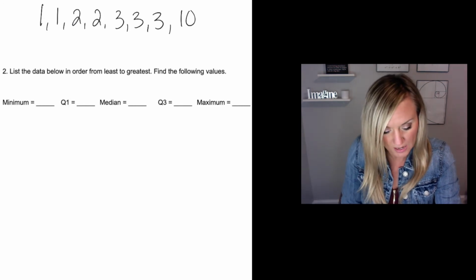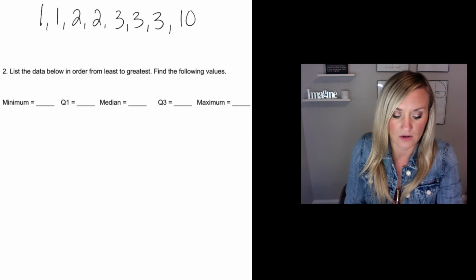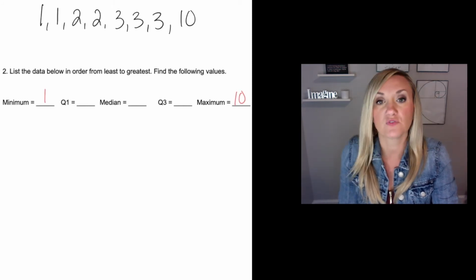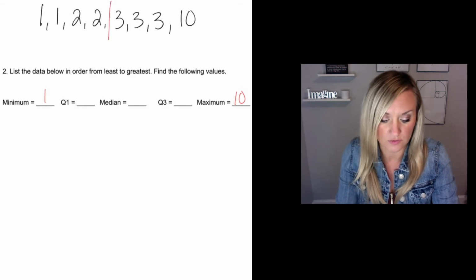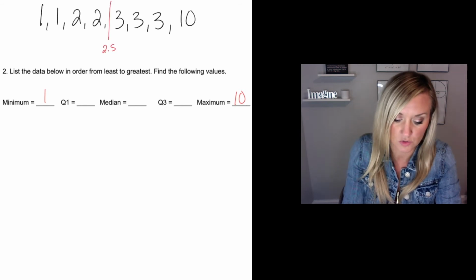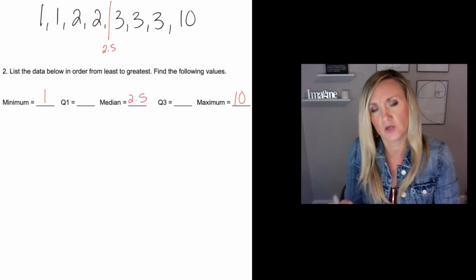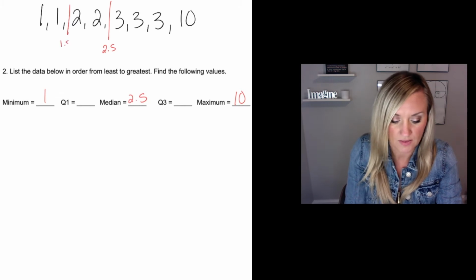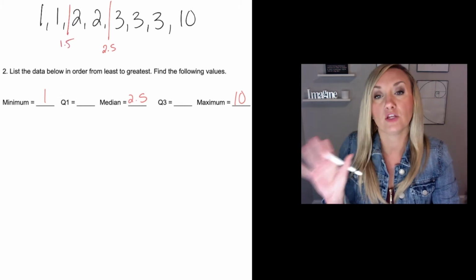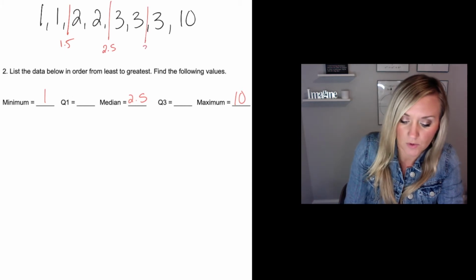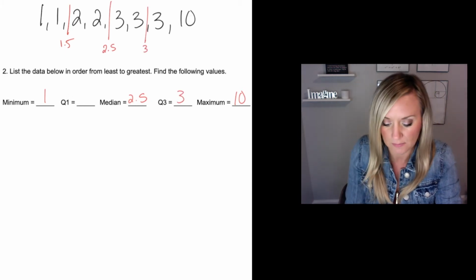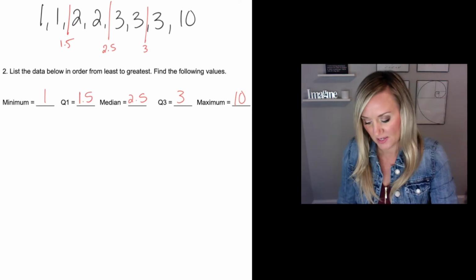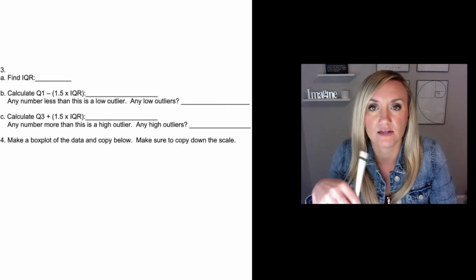Perfect. So now let's write down the minimum, 1, the maximum, 10. Let's find the median in the middle. You have 4 on either side, so the median is 2.5. Now Q1 is the median of the lower half, and that would be 1.5. Then Q3 is the median of the upper half, and that looks like it's 3. Perfect. So we have 3 and we have 1.5. Awesome, so now let's have that data work for us.